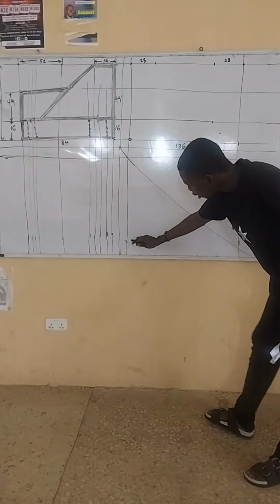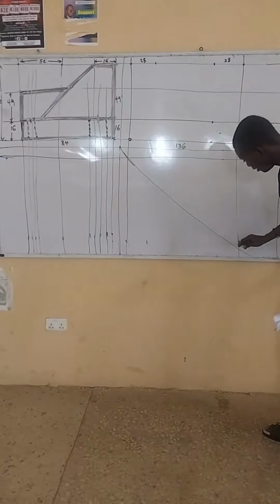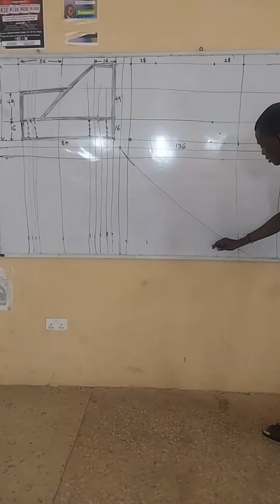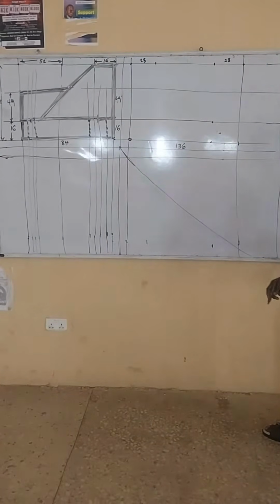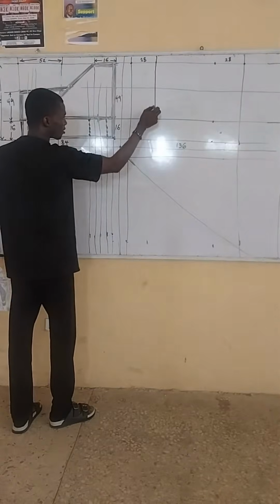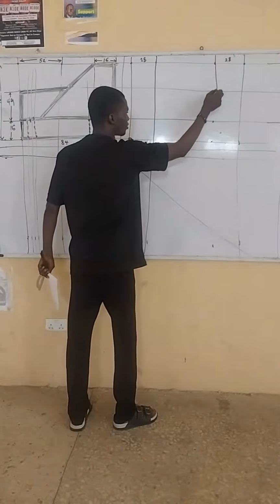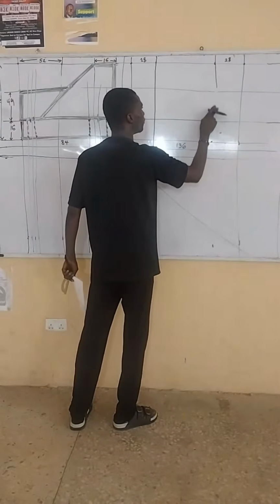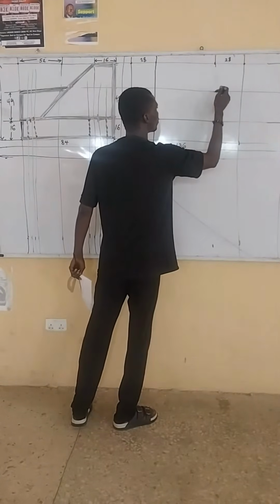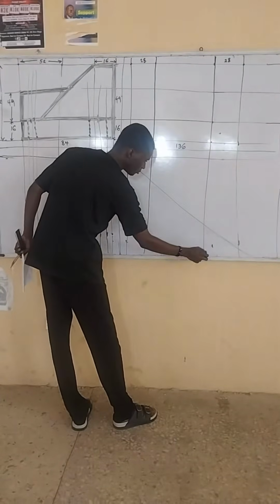From somewhere down also, 2.8, then 2.8, you do the same thing. Make sure your dimensions are correct so that your line can be vertical. Then join them together as a faint line. 2.8, 2.8. Join together as faint line.